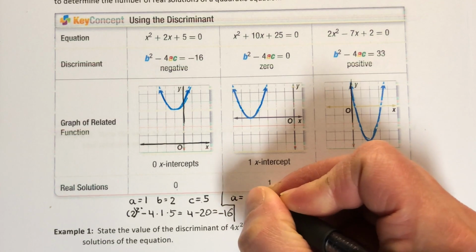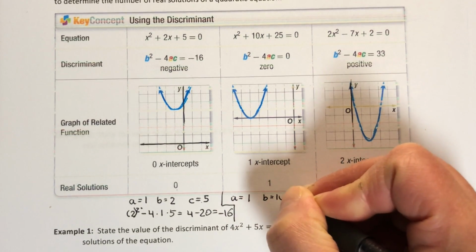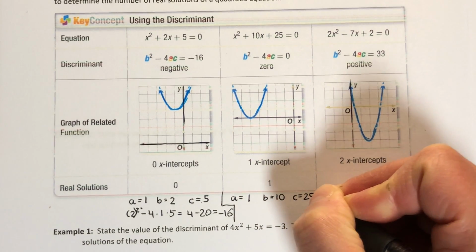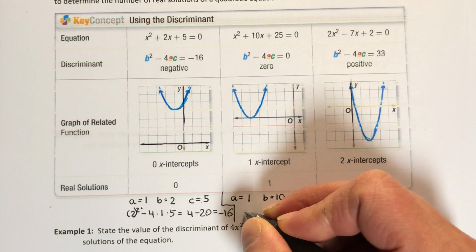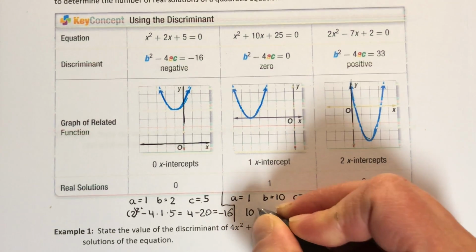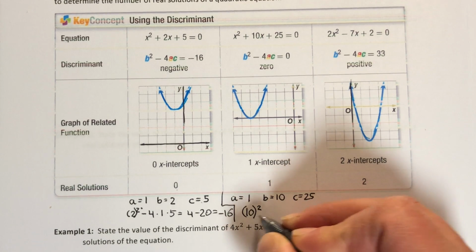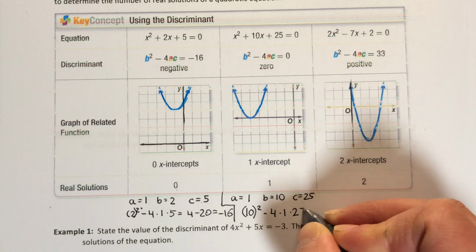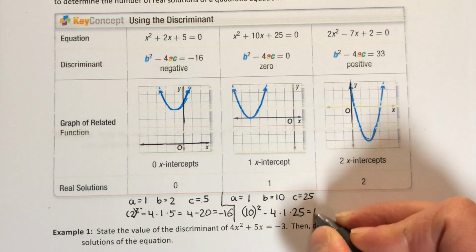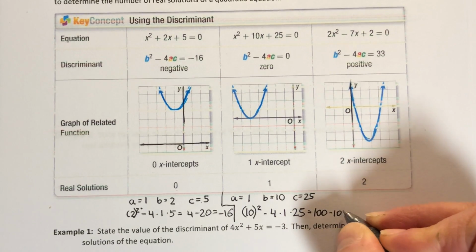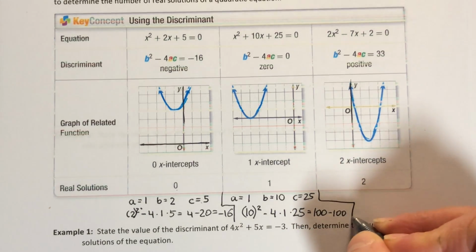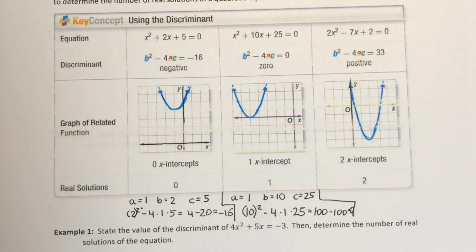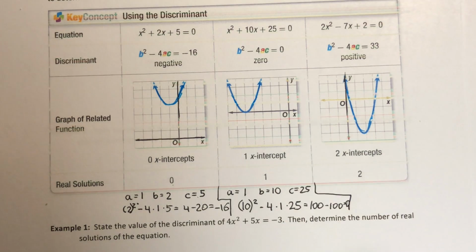So I know that a is equal to 1, b is equal to 10, and c is equal to 25. So the discriminant is going to be b squared, so 10 squared, minus 4 times 1 times 25. 10 squared is 100, minus 100 is clearly 0. Because this is equal to 0, I know that it is one solution. I did not find what that solution is, but I know that there's one.